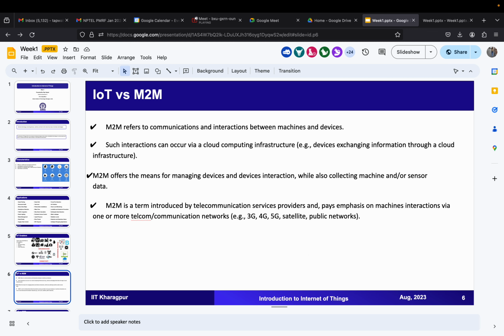Next one is IoT versus M2M. Now, what is the difference between machine-to-machine communication and IoT? Can anyone please tell? Or have you gone through the videos of the first week? Anyone? Or you haven't started yet? Yes, all videos done. An assignment also. Okay, assignment also done. So anyone, the difference between M2M and IoT?